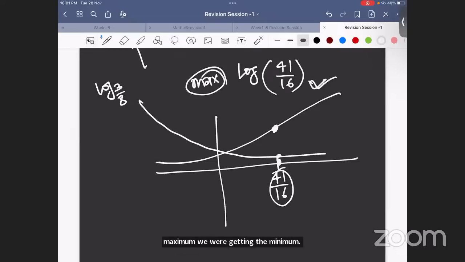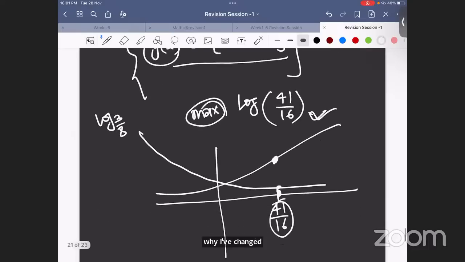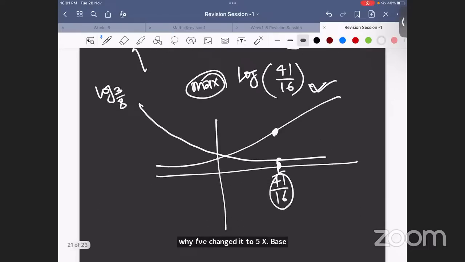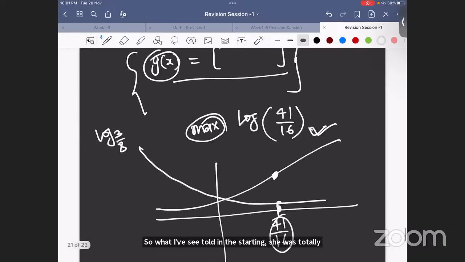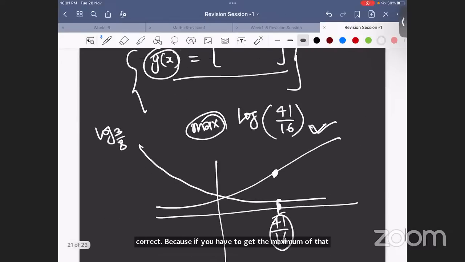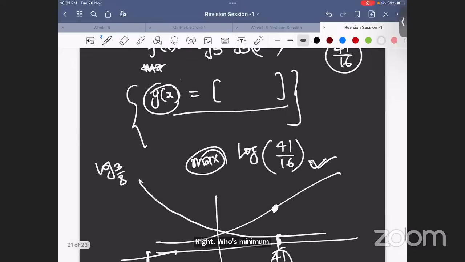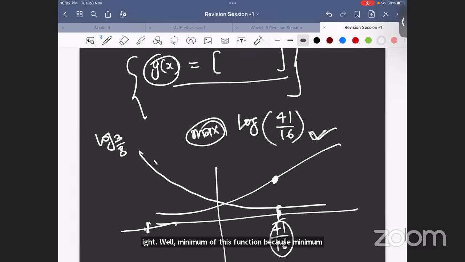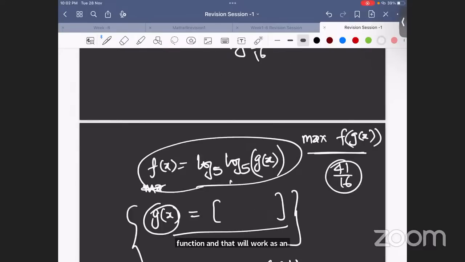Right or not? So that's why I've changed it to 5x, base greater than 1. So whatever C told in the starting, C was totally correct. Because if you have to get the maxima of that function, 3 upon 8, then you have to take out the minima of this function, right? Because minima will be some function, so minima of that function will work as a maximum for that function. That's why I have changed it directly to this function, so that there won't be any confusion.